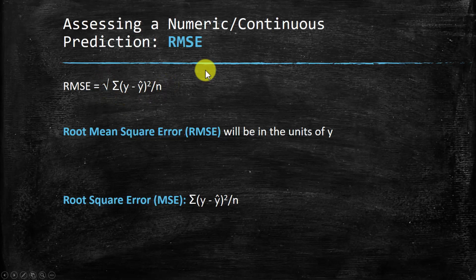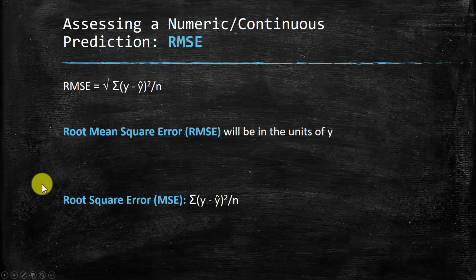The output of this, RMSE, root mean square error, will be in the units of Y, of what you're predicting. So if you're predicting percentage, it'll be in percentage. If you're predicting length, it'll be in length. If you're predicting parts per million, it'll be in parts per million. It's in the units. The lower the RMSE, the better. The higher, obviously, the worse, right?